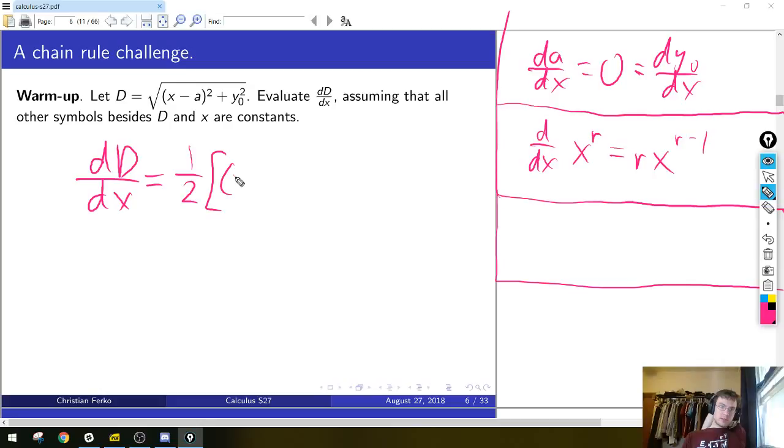Good. So I don't like decimals. I'm always going to write things as fractions. So as you say, it's 1/2 times the inside function to the power of minus 1/2, right? Negative 0.5. Okay. Yes. And then we multiply by the derivative of the inside chunk. So what's that?